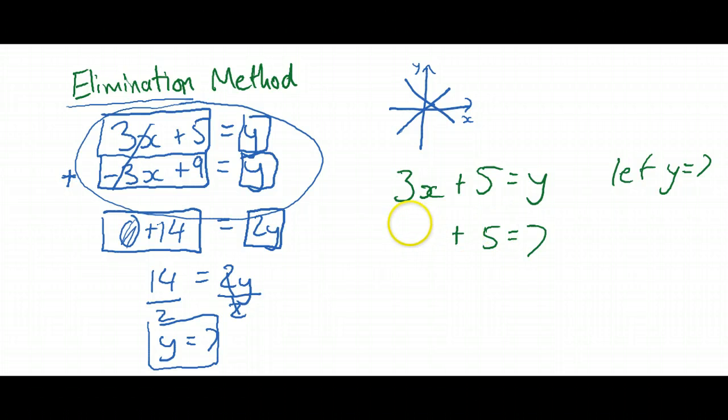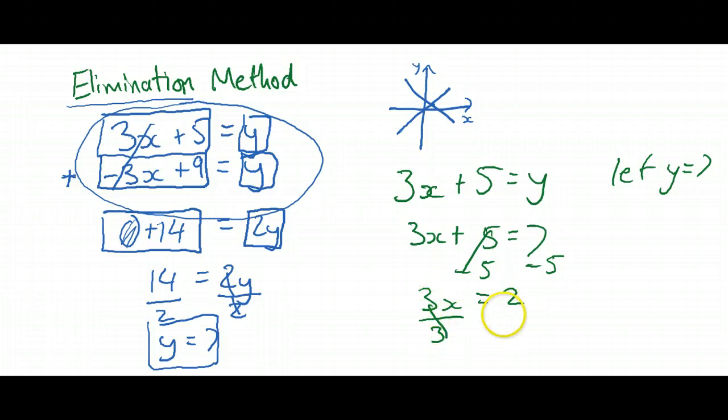And over the other side we've got 3x plus 5. Alright, now we've got to solve for x. Minus 5 minus 5. 3x equals 7 minus 5 is 2, and then divide by 3, and we get x equals 2 over 3, x equals 2/3.